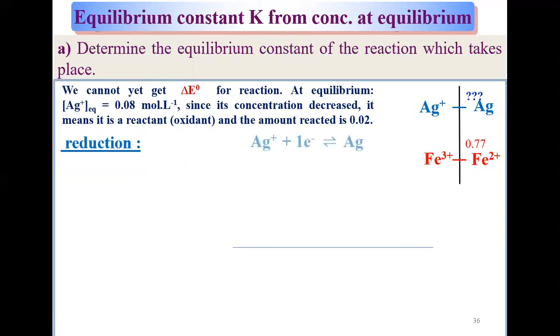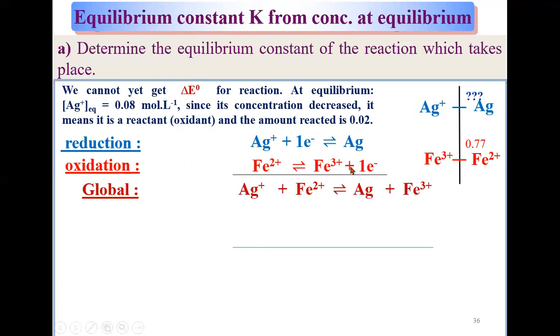Assuming that, we have on the reduction half reaction the Ag+ plus 1 electron, and the oxidation will be my iron reaction, Fe2+ goes to Fe3+. The number of electrons exchanged in each is 1 electron. We get a global reaction, and there's our global reaction.